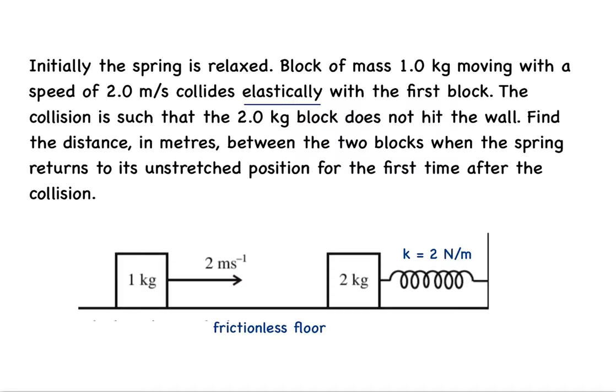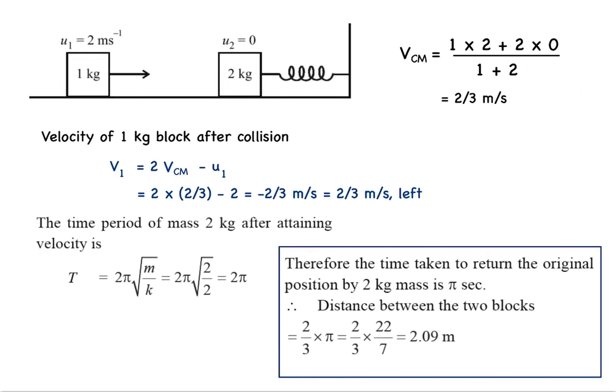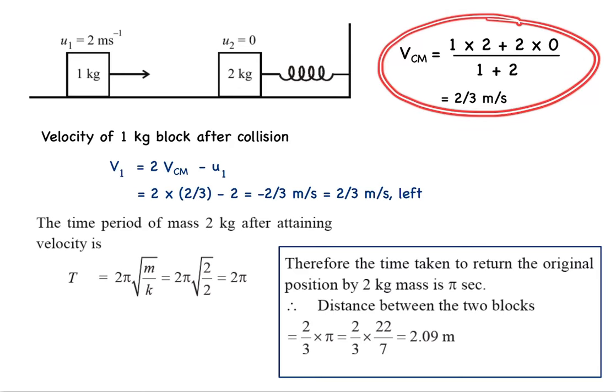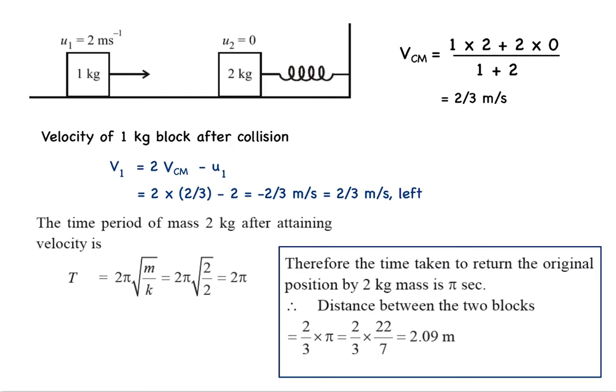So first of all, see that the collision is elastic. If the collision is elastic, then after the collision, what will be the velocity of the 1 kg block? We can find it by using a formula which we introduced in a previous video. You can find the velocity of center of mass. The velocity of center of mass just before and after the collision remains the same. So the velocity of center of mass initially is (m1 u1 + m2 u2) / (m1 + m2). This comes out to be 2/3 meter per second.